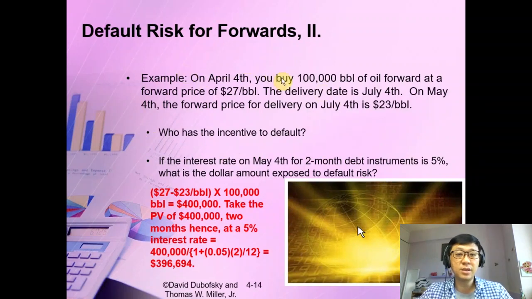So here also there are some examples. This is basically about trading an oil forward contract. So 100,000 barrels, and the forward price is 27. The delivery date is the 4th of July. Now is May, so it's about May, June, July, about 3 months. So they are trying to fix the barrel price at this forward price of 23 per barrel on delivery. So whose incentive is it to default? Who is liable for default? You can work this out and see.